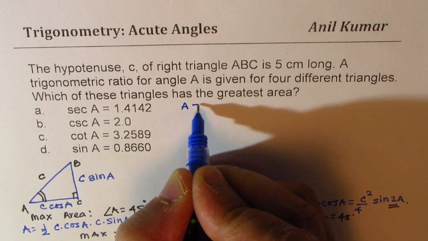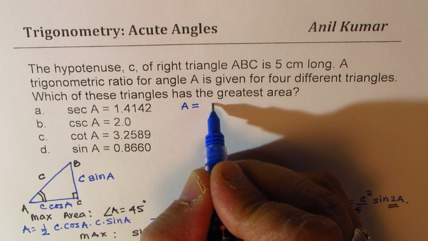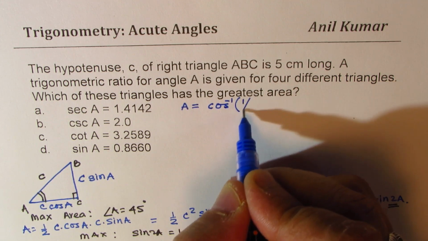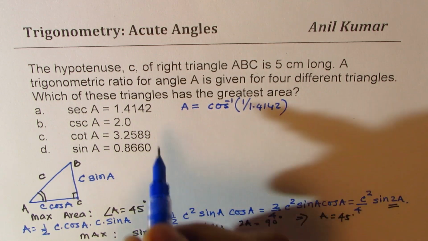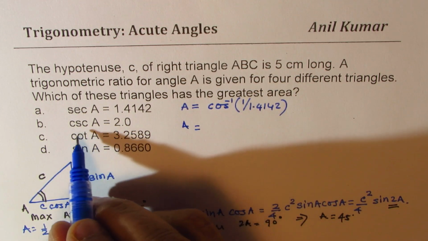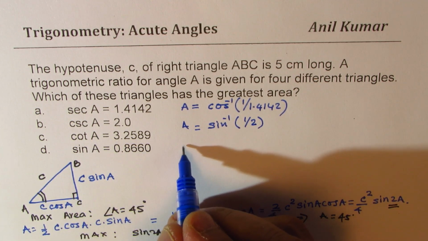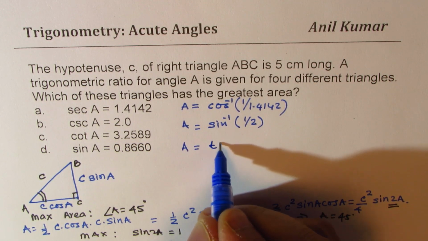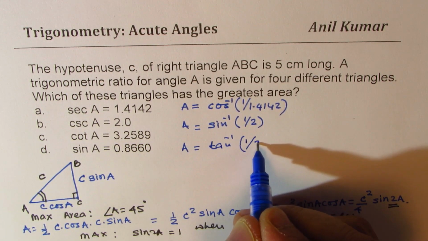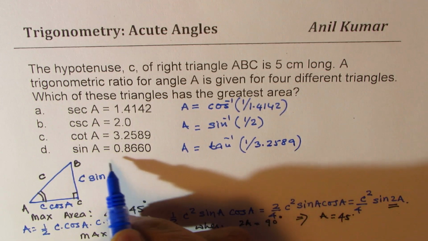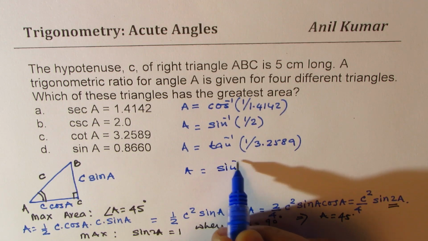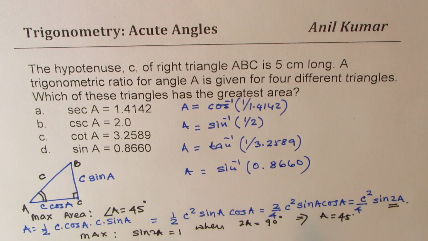So in the first case, angle A should be equal to what? Secant is the reciprocal of cosine, so it is cos inverse of 1 over 1.4142, correct? In B, cosecant is the reciprocal of sine, so angle A is sine inverse of 1 over 2. In the third case, A is equal to tan inverse of 1 over 3.2589, and in the fourth case A equals sine inverse of 0.8660, correct? So we basically need to find angle A in each case, right? There is no point in calculating the area. Calculations will show the result as I have already shown, right? So we'll just find angle A.